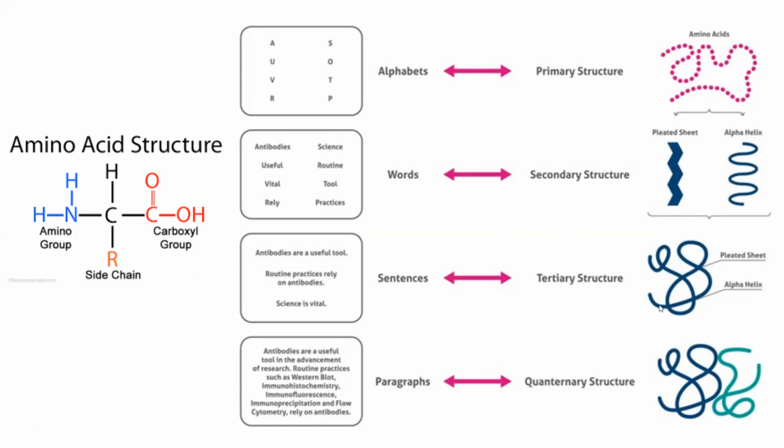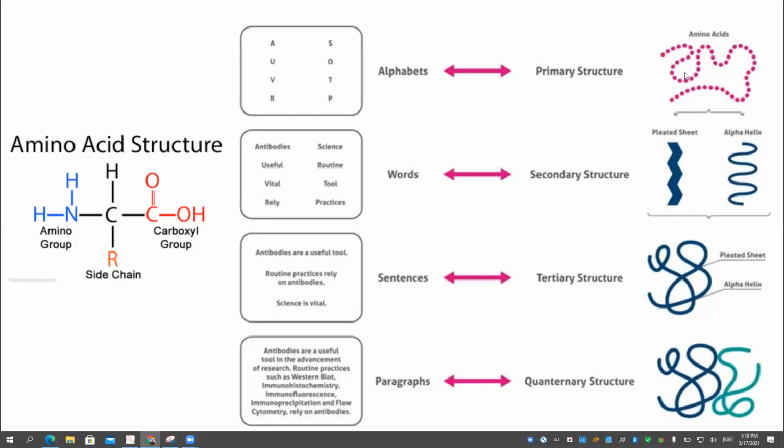There are 4 levels of structure. All proteins have an amino acid linked chain. So all of them have a primary structure, which you can think of as like the alphabet, the letters. Whereas secondary structure, now almost all proteins have a secondary structure.